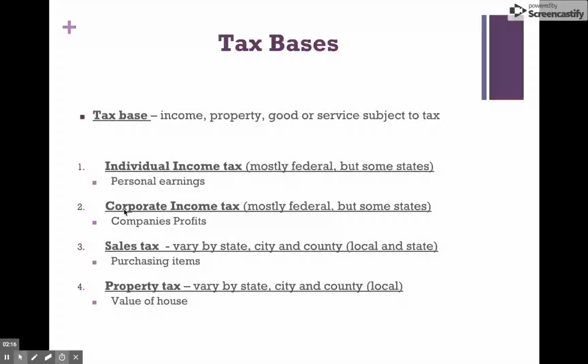Okay, individuals and corporations or companies have income taxes. So federal, some states, not every state has an individual income tax. Same with corporations, mostly federal, some states, businesses pay taxes. Same with sales tax, those vary. So like in the state of Minnesota, we have an income tax. In the state of Florida, they don't. In the state of Minnesota, we don't pay sales tax on clothing. In the state of Florida, they do. And those vary by city, state, and county, depending on where you live.